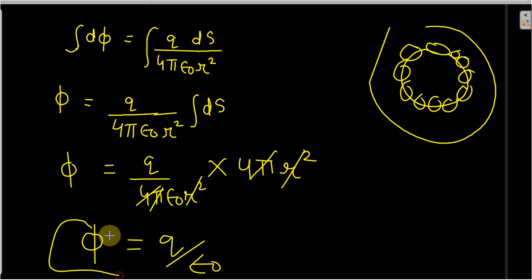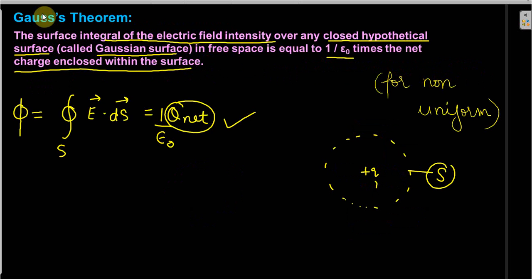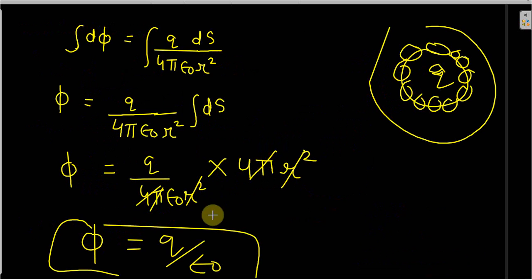And what is q? Q is the charge inside the surface. So this was our statement of the Gauss theorem. The net flux passing through any closed surface is equal to 1 by epsilon naught times the net charge inside the surface. So the same thing we have proved here. This one is the charge which is inside the closed surface. Now we will discuss a numerical problem based on the electric flux. So let's start.